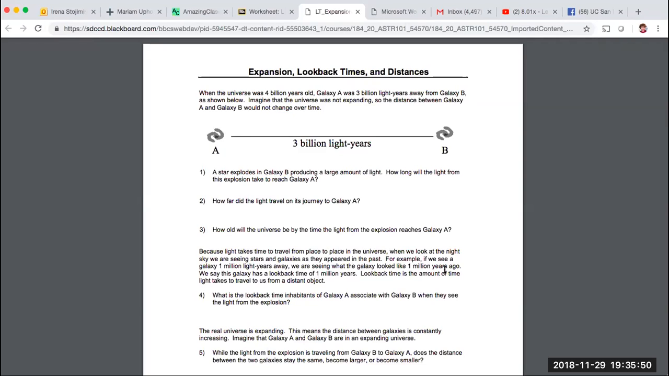Next one. How far did the light travel on its journey to Galaxy A? 3 billion light years. Now, yes, light years, okay. How old will the universe be by the time the light from the explosion reaches Galaxy A? It will be 7 billion years old. Very good. Next one.